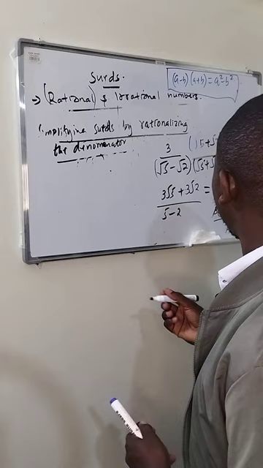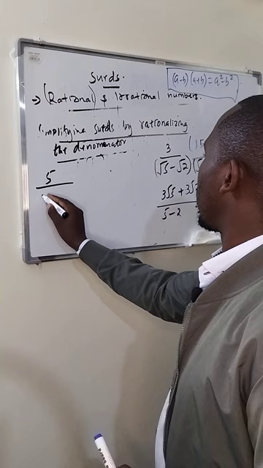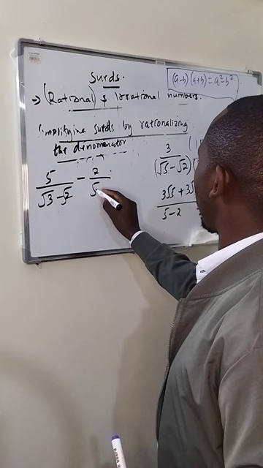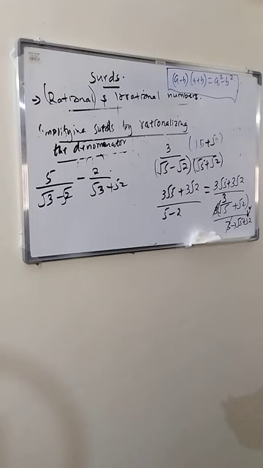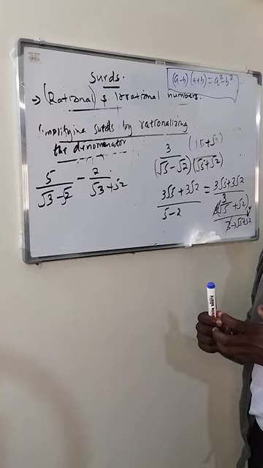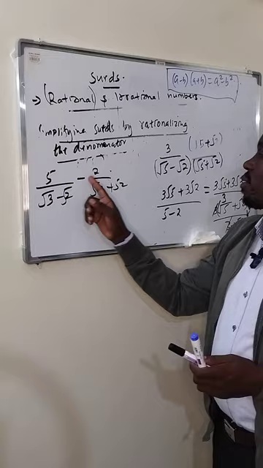Example, we can use a different one, 5/3 - 2 over -2 - 2/3 plus 2. So in this case, we are going to take the LCM. Although there are people who will solve these two parts separately, then later bring them together, I really will not advocate for that, especially when you have a minus here. The best way to do it is by the use of LCM.